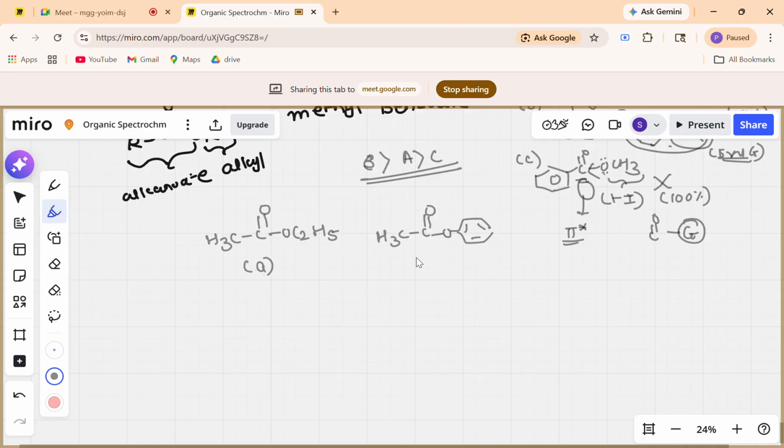So I'll take two examples and then we'll stop. Next is CH3 C double bond O C2H5 versus CH3 C double bond O. When you're comparing this, tell me between A and B, which has the highest stretching frequency. B. Yeah, correct. So now you understood, right?